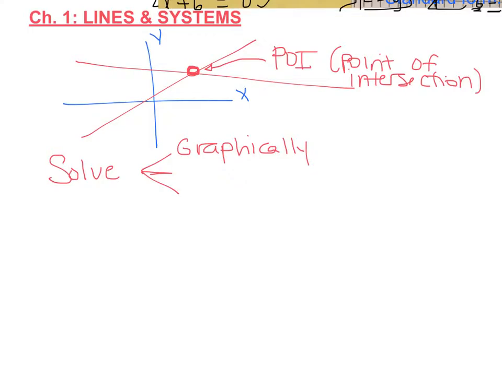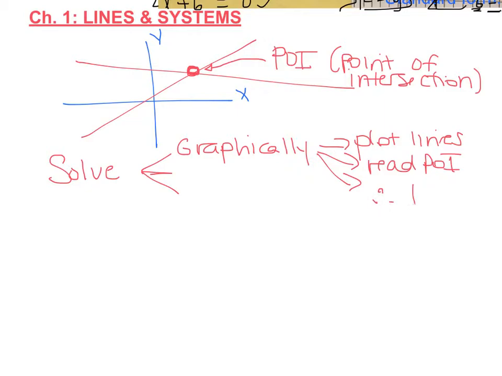But when we solve graphically, what we want to do is plot the lines, and we want to read the POI off the graph, and we want to write a conclusion. Therefore, the POI is... and that's it. When we're solving graphically, we're just basically looking at the two lines in the graph, finding the spot where they cross, and naming it as our point of intersection in a conclusion.